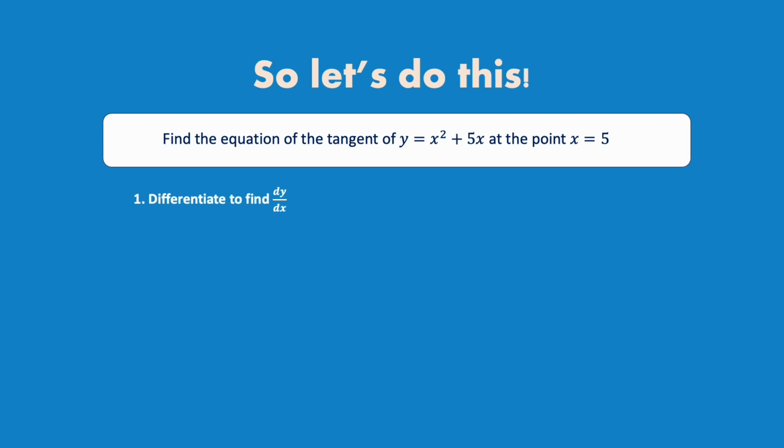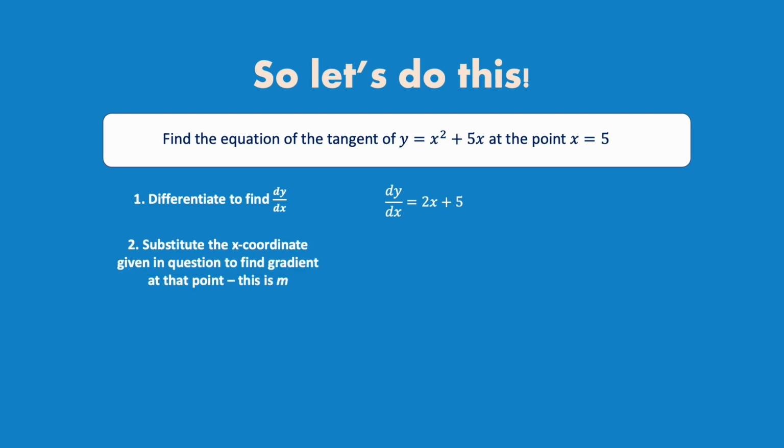So first we'll differentiate, which differentiating this, remember we times by the power and take 1 away from the power, we get 2x plus 5. So if we now substitute the x coordinate into that, so we know that we're looking specifically at the point where x equals 5, let's find the gradient at that point of x equals 5, and we get there 15 for the gradient. So then for step 3, the x coordinate given in the question is your x1.